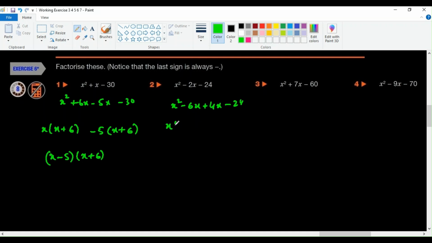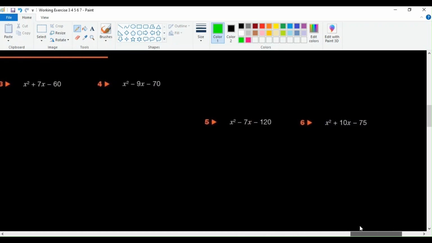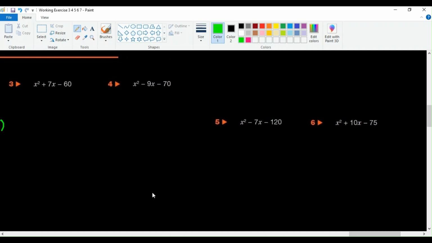So x minus 6 comes like this, and plus 4 in one bracket, and x minus 6 comes in another bracket. So this is the answer for question number 2. Moving on to question number 3. We need to find out the factors of 60. That gives us a 7.